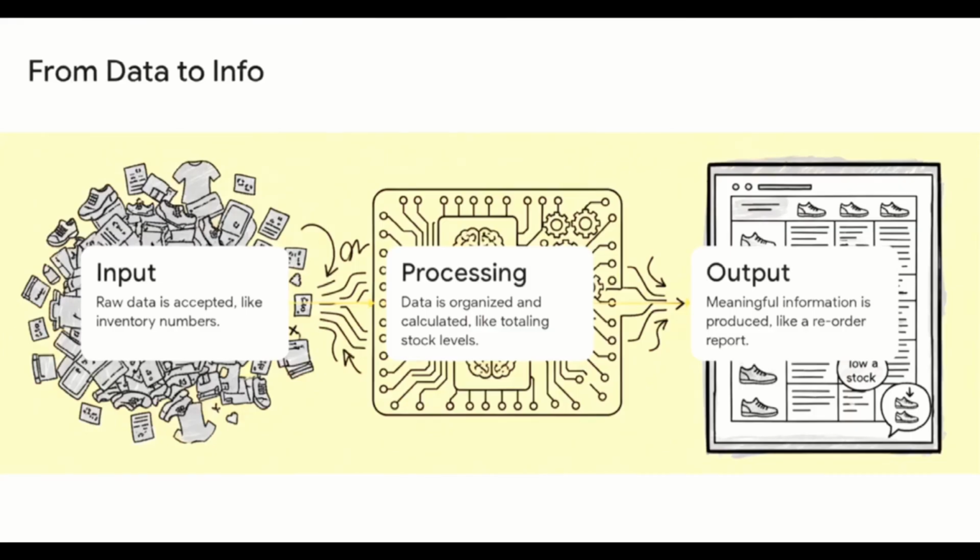Here's a perfect way to think about it. Imagine a store manager. They've got a long list of item codes and how many of each they have. That's the input, just raw data. The computer then processes it. Maybe it compares those quantities to a minimum stock level. And the output? A super clear, useful report that says, hey, you're running low on these shoes. That's information. It's the journey from chaos to clarity.